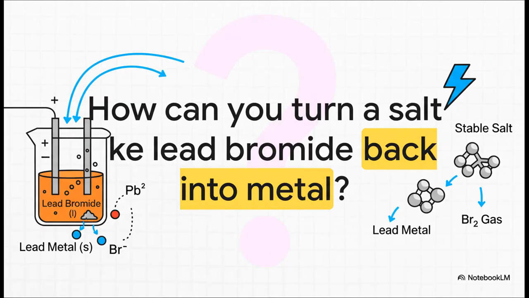So, let's just start with a puzzle. Imagine you've got a compound, something like lead bromide. It's pretty stable. How on earth could you force it apart to get that lead metal back? It sounds kind of impossible, right? But the answer is a process that uses the power of electricity.